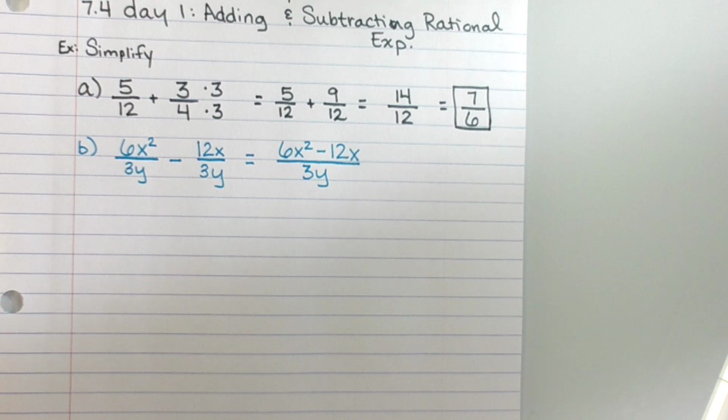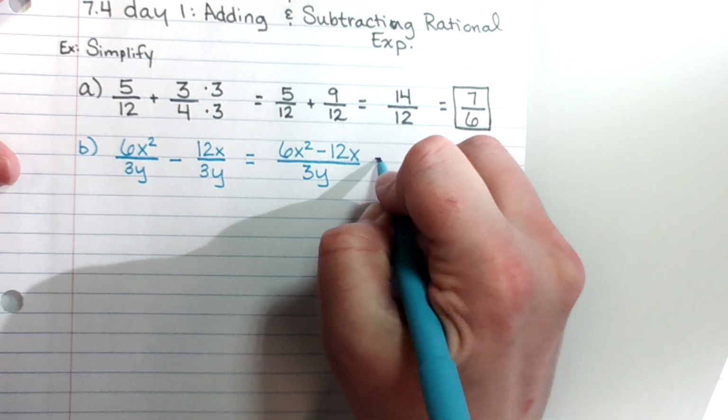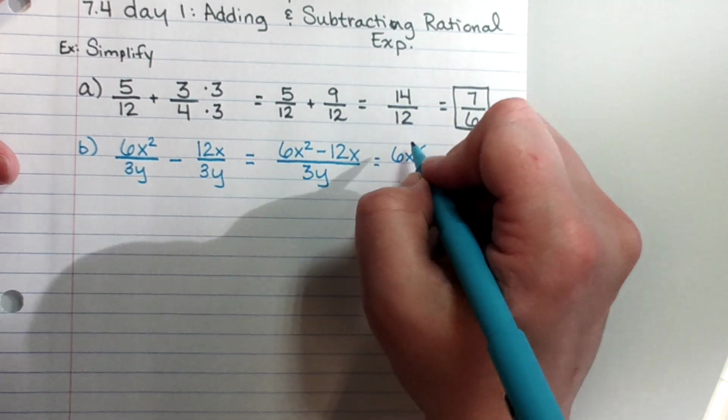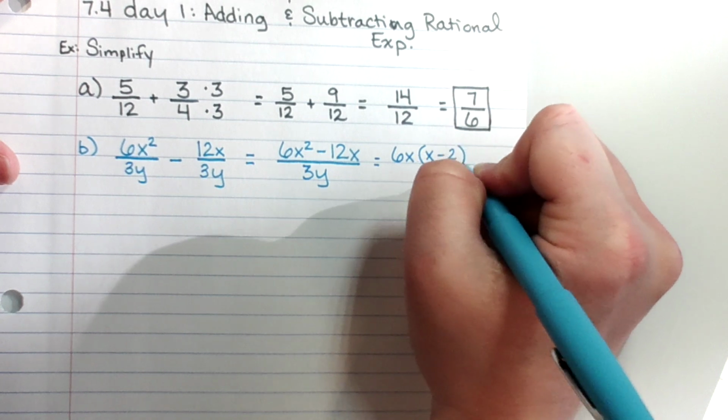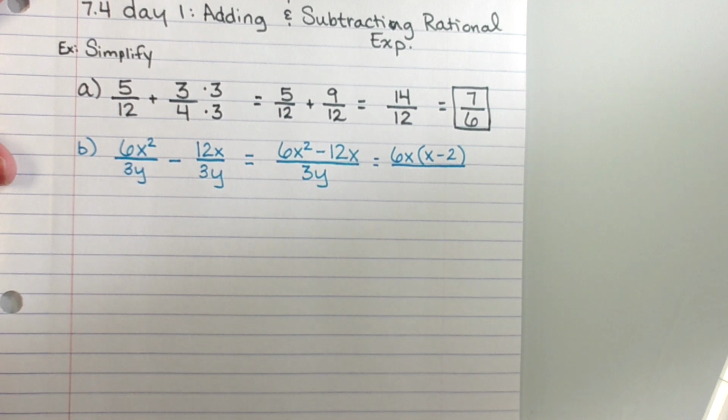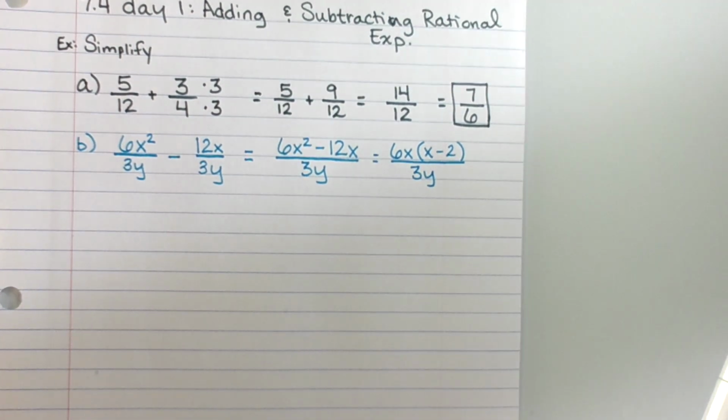I start factoring. When I'm factoring, I start with greatest common factor. Greatest common factor of 6x squared minus 12x is 6x. Divide out 6x and I'm left with an x minus 2 over. Can I factor 3y? If there's no addition or subtraction, it does not factor. Can I factor the numerator any further? No, because there's no exponents left in those parentheses, which means GCF was the best we could do.